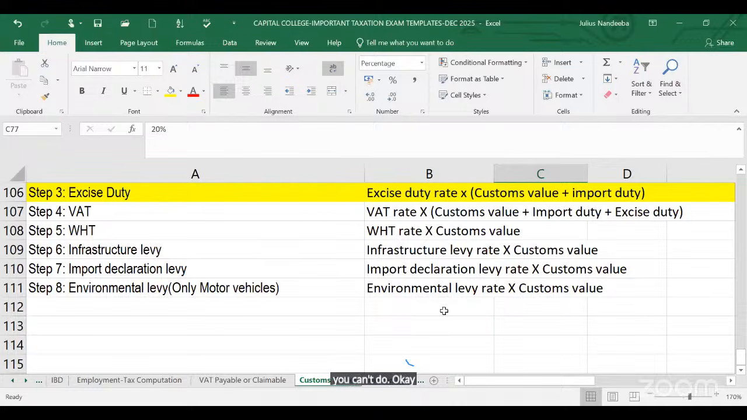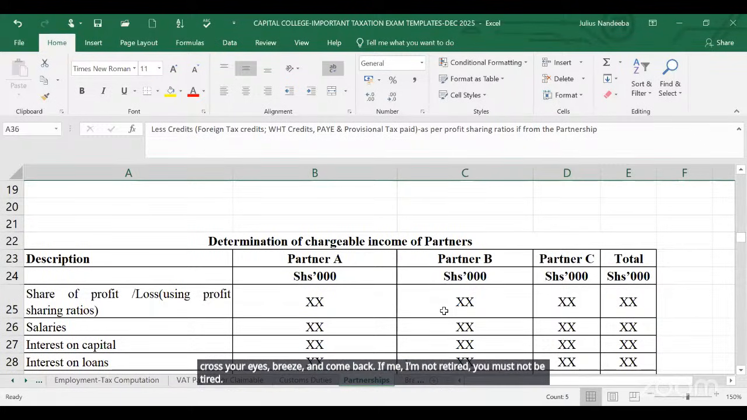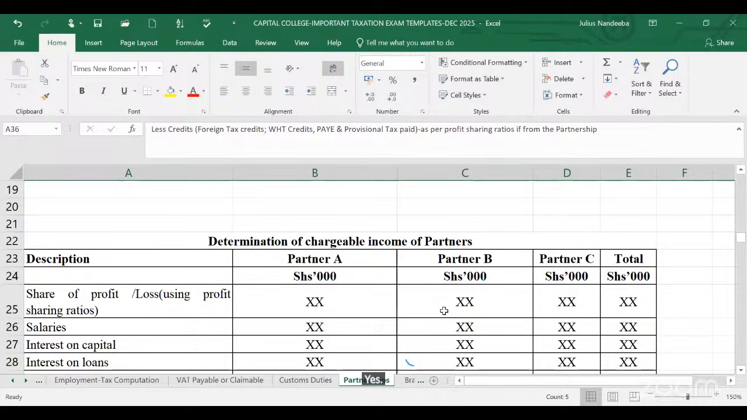Okay, next is partnership. Close your eyes, breathe, and come back. If me, I'm not yet tired, you must not be tired. Yes. If they have a value on them, you actually add it in the cost. Yes. Breathe in, breathe out, and we look at partnership.